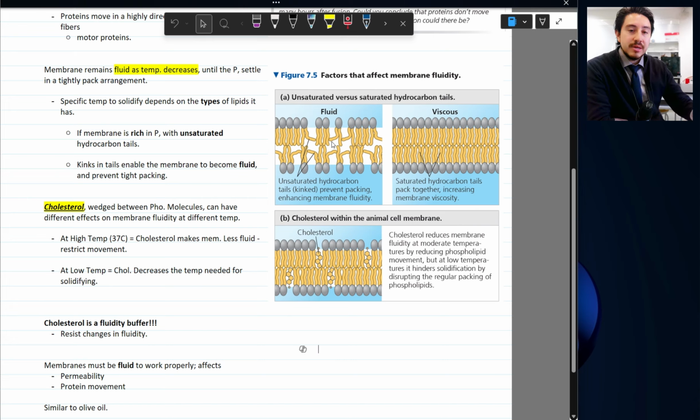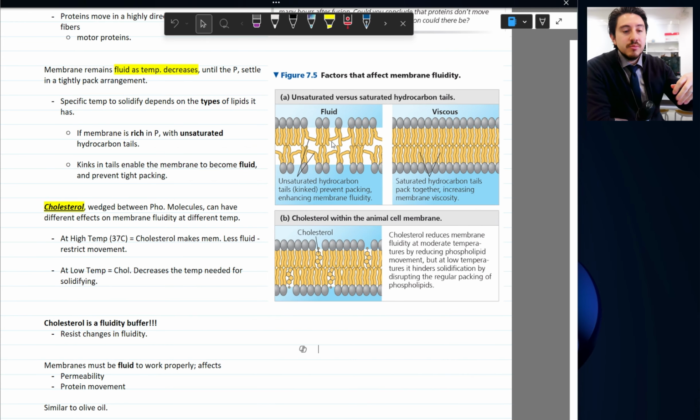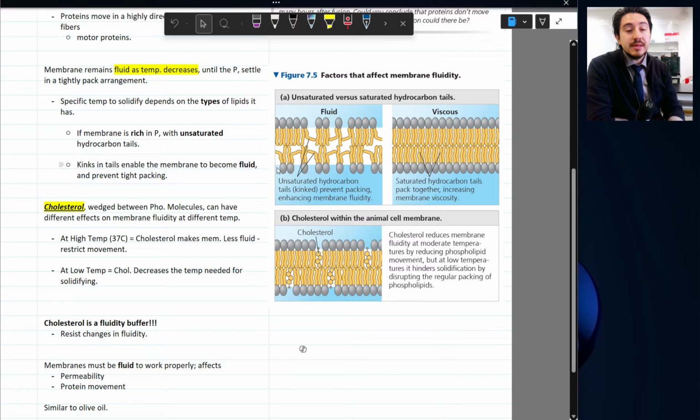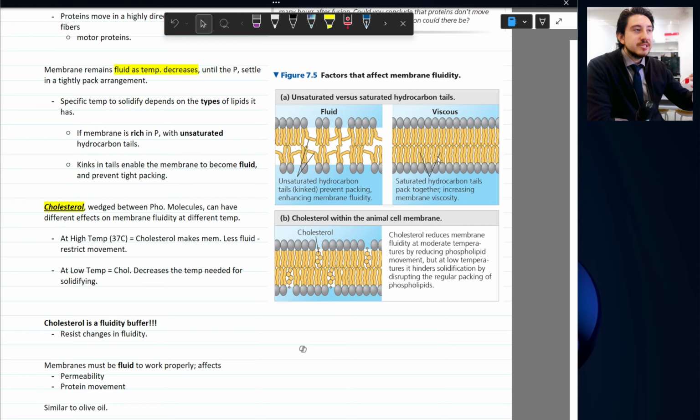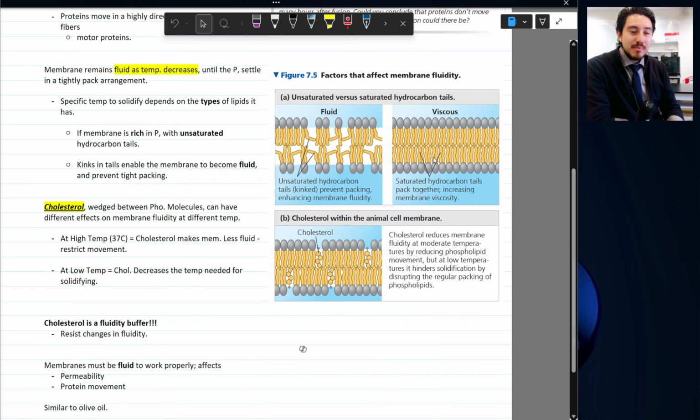And what does that mean? It means that the phospholipids can move about amongst each other. They can let material pass through those little spaces, hence the word fluidity, acting more like a liquid. And then the more saturated tails you have, the more viscous the membrane becomes, meaning that the phospholipids are more tightly packed, so they have a more solid-like texture that will prevent material from moving comfortably throughout the membrane.